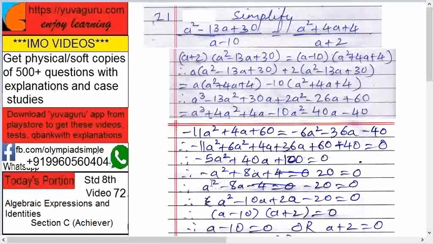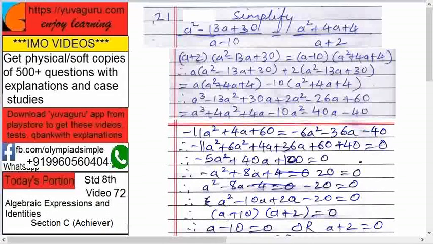Divide by 5, we get minus a square plus 8a plus 20 equals 0. Now multiply everything by minus 1, because it's 0, so it hardly matters. So it becomes a square minus 8a minus 20 equals 0. Now find the factors of minus 20 such that their addition gives minus 8a and their multiplication is minus 20. So a square minus 10a plus 2a minus 20 equals 0, right?